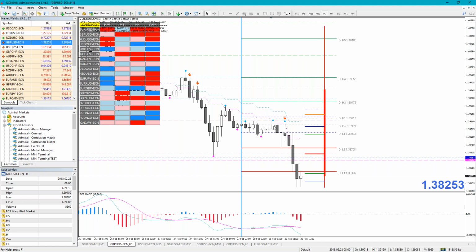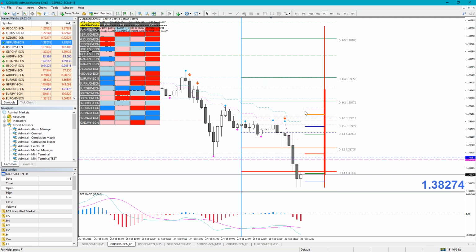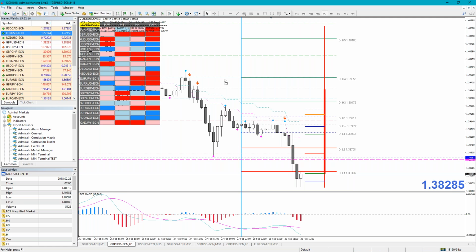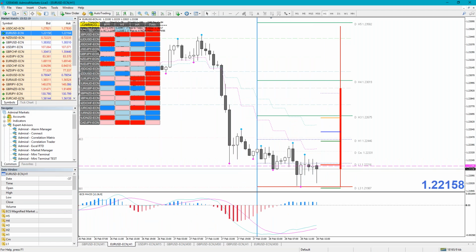I actually shorted it here. Price went here, I protected it, and I made 18 pips. Later I made, I think, 10 pips overall, so 28 pips overall on GBP dollar. So now I'm in this trade on euro dollar on the MT5 account.